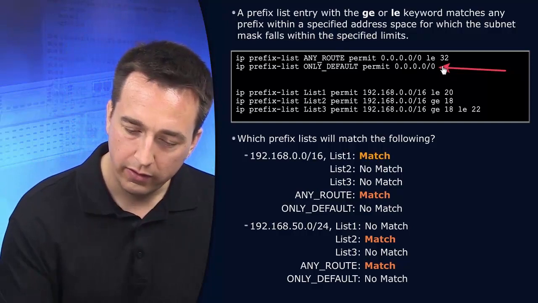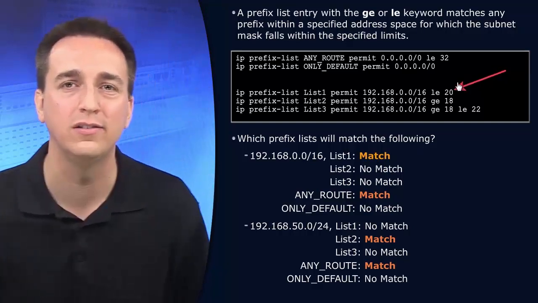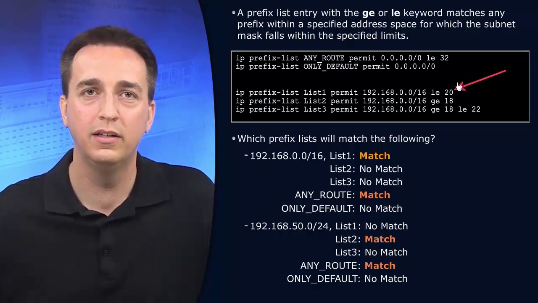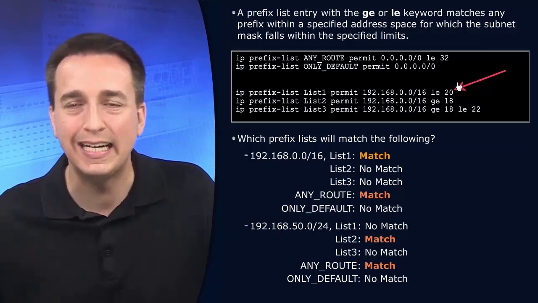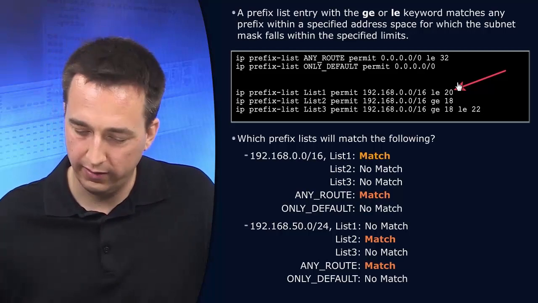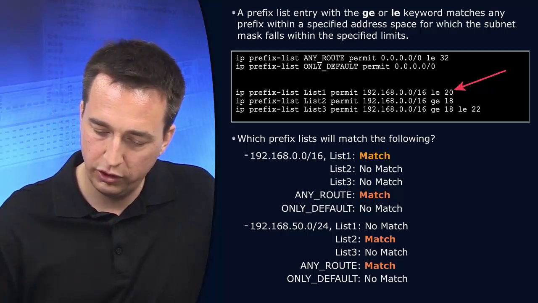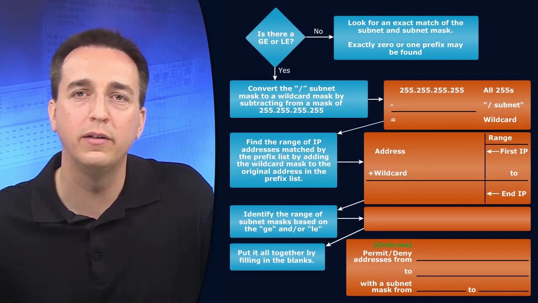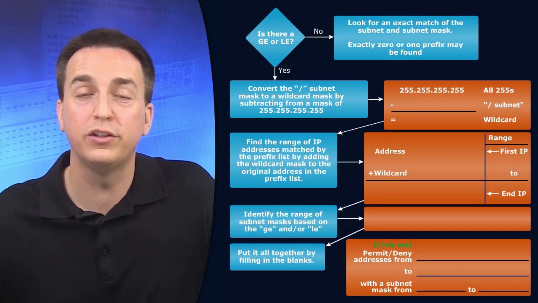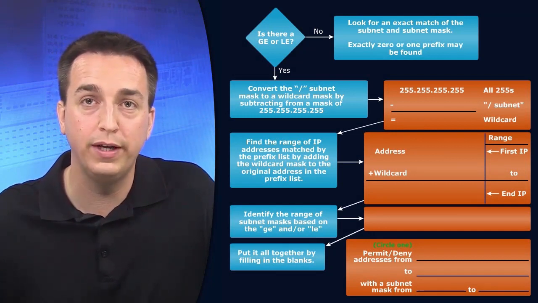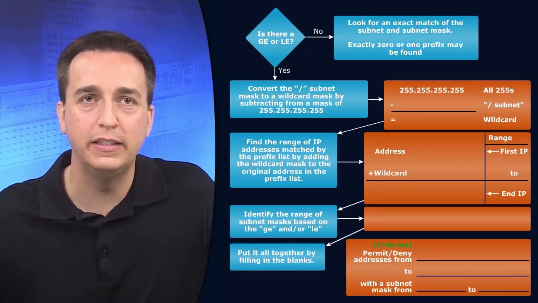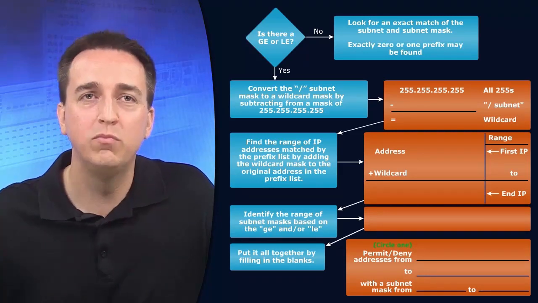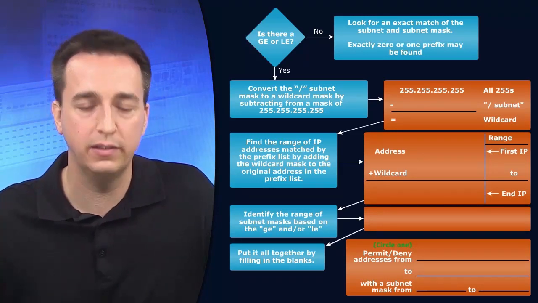But now, we have ranges of values. So how do we figure this out? What do we have here? We have 192.168.0.0/16 less than or equal to 20. Let me show you how we can break this apart. This is a great chart that you want to take advantage of. You want to take a screenshot of this. You want to print it out. And you want to have it at your side, especially when you're dealing with prefix lists.